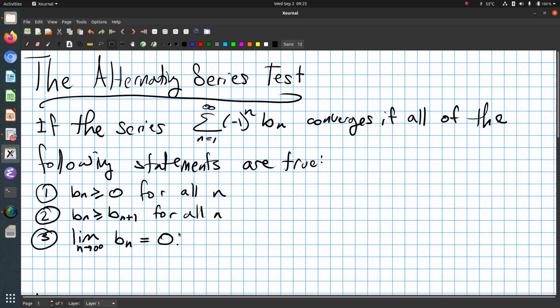The alternating series test is the test you can use if your series has terms that alternate in sign. And the terms alternate in sign means that they go plus, minus, plus, minus, plus, or minus, plus, minus, plus, minus, plus.